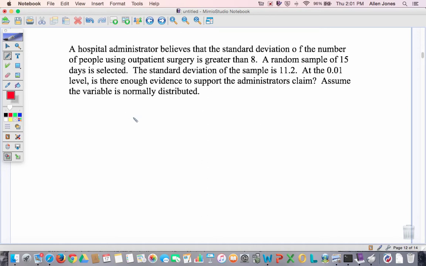Okay, we got one more to go through here. Hospital administrator believes standard deviation of the number of people using outpatient surgery is greater than 8. Random sample of 15 days is selected. Standard deviation of the sample is 11.2. At the 0.01 level, is there enough evidence to support the administrator's claim? Assume the normal distribution. So we're testing the standard deviation.